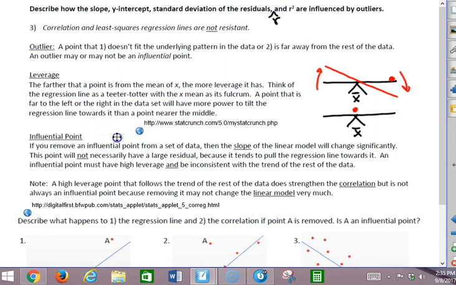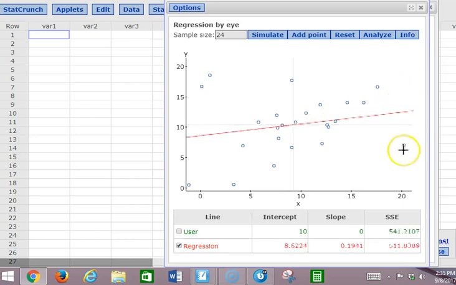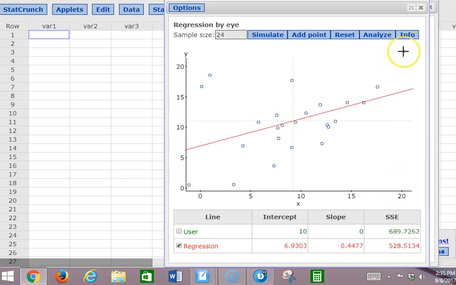So we can see this same thing in a StatCrunch applet. Here we have a regression line drawn through a set of data. Now I'm going to use this cursor to represent another point. If I add a point up here and move this point, notice how it affects the slope of the regression line a great deal by moving this point up and down.